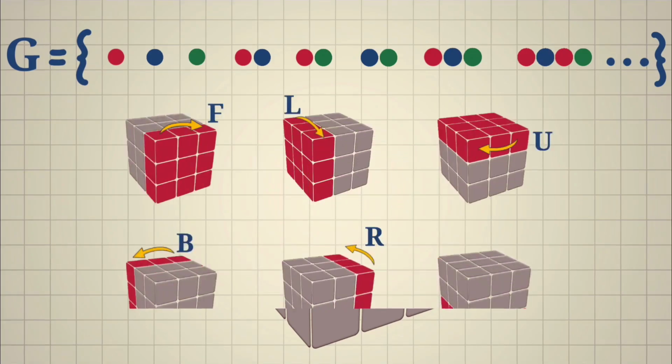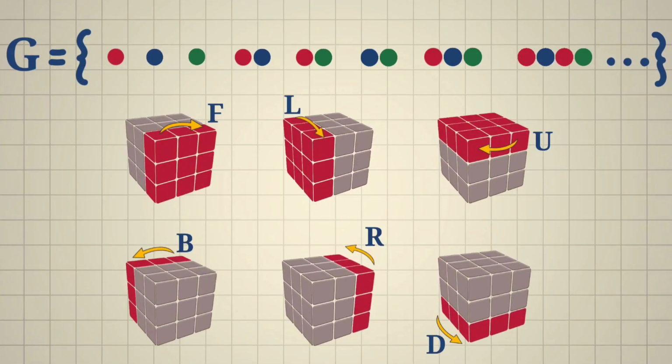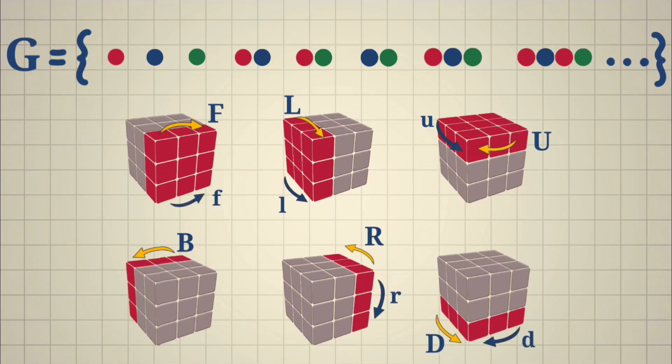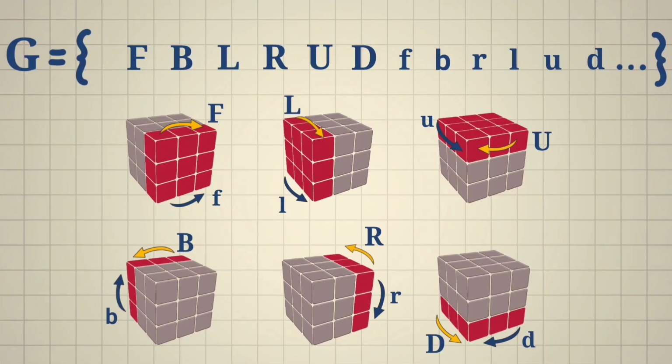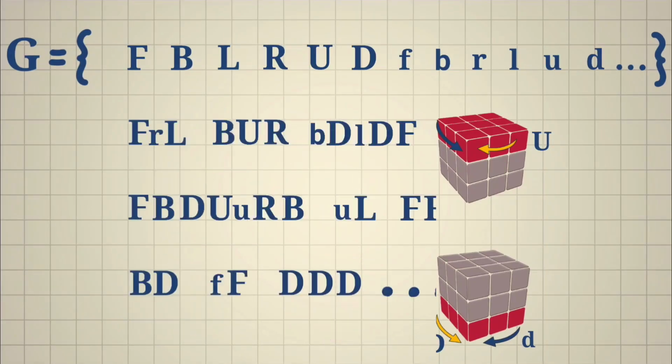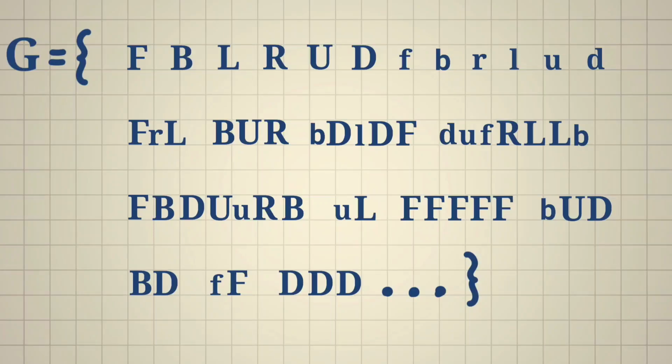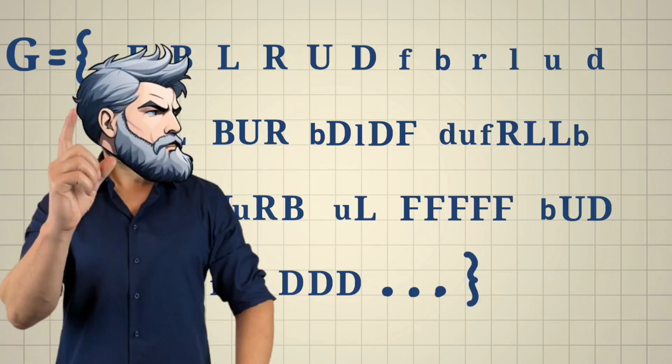Let's say these capital letters represent the rotation of a side by 90 degrees clockwise, and the corresponding lowercase letter represents the rotation of that side counterclockwise. These are elements of my group, but so are all possible combinations of these rotations. However, different combinations that lead to the same result are counted as a single element.